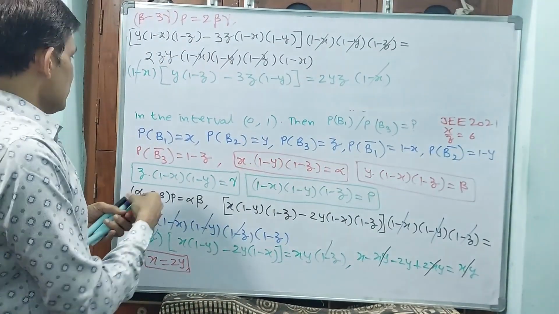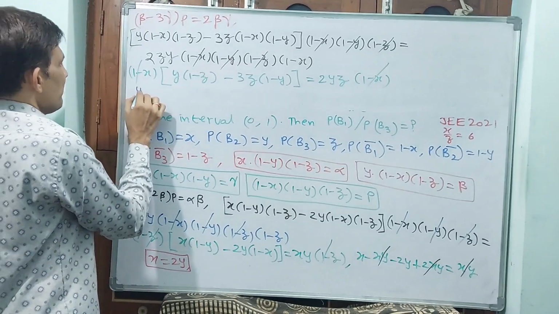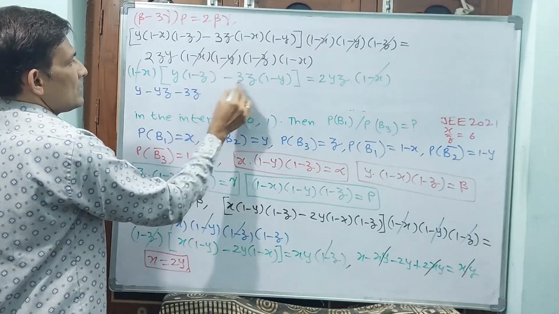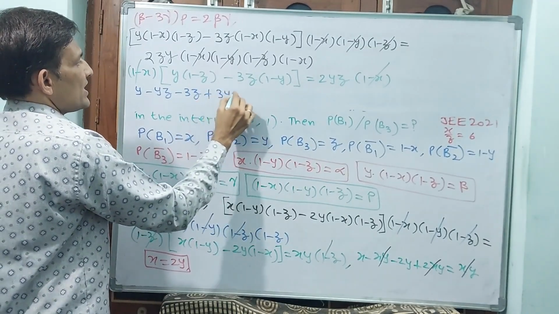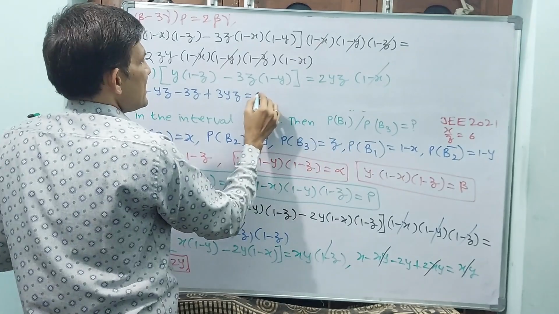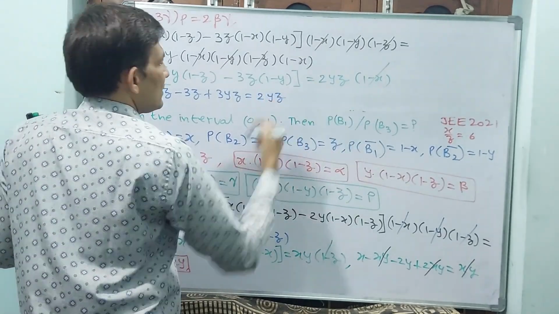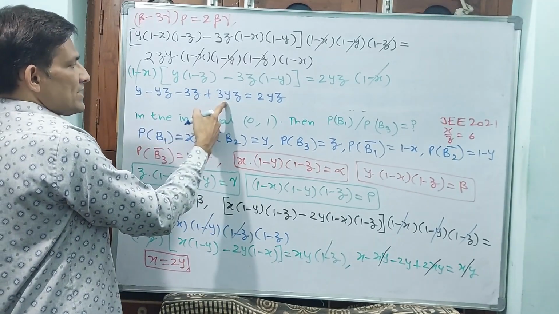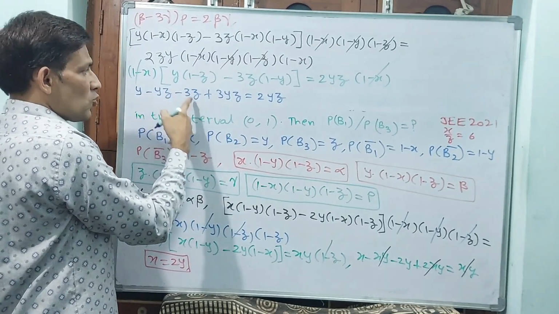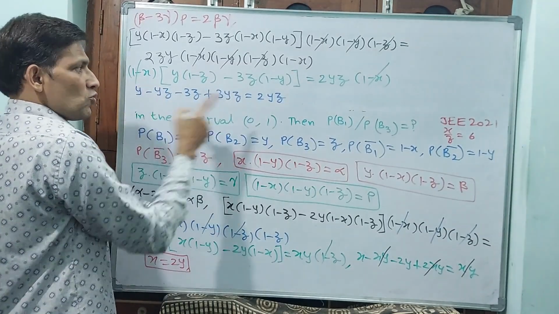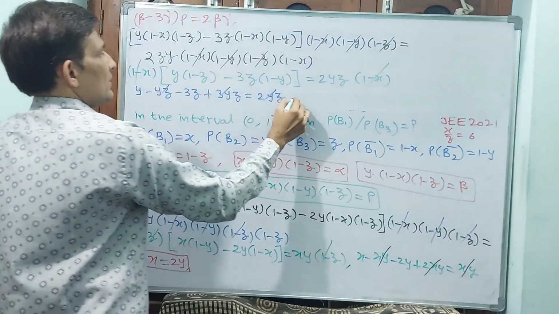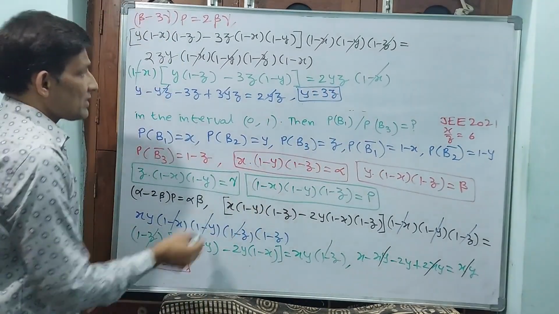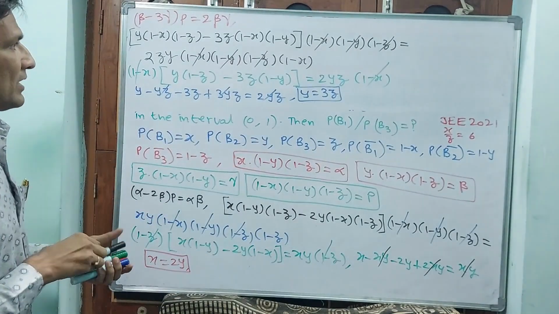Now we send inside: y minus yz minus 3z plus 3yz is equal to 2yz. See here, 3yz minus yz is 2yz, 2yz cancel. y is equal to 3z. This is one equation, this is one equation. With these two equations, we are going to draw the answer now.